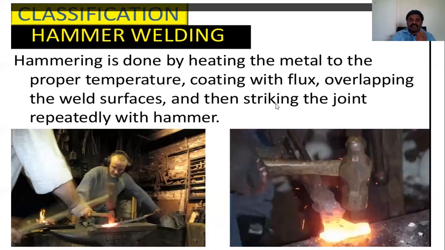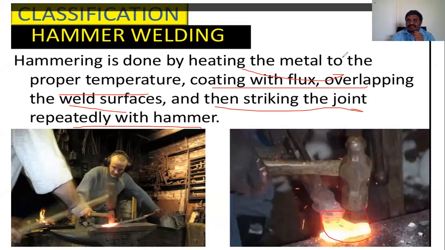Now see here the classification of hammer welding. The hammer welding is done by heating the metal to the proper temperature. Just now I said that if you go beyond the melting temperature, it will be very difficult. Then the metal is coated with a flux, so that it is protected from the atmosphere. The weld surfaces overlap, and by hammering we can fix that. Then we strike the joint repeatedly with the hammer. This is the process.